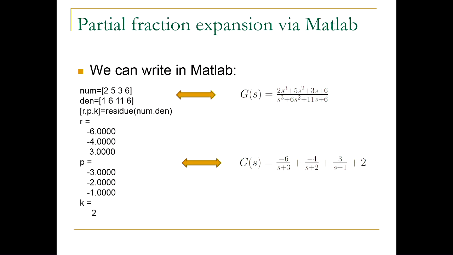And then if you want to find the partial fractional expansion, you basically say, calculate the residue of this numerator and denominator. Residues are basically these coefficients on top, and these are the poles. K is just a constant term that is added at the end. That's the most general situation you can have, and MATLAB does it quickly.